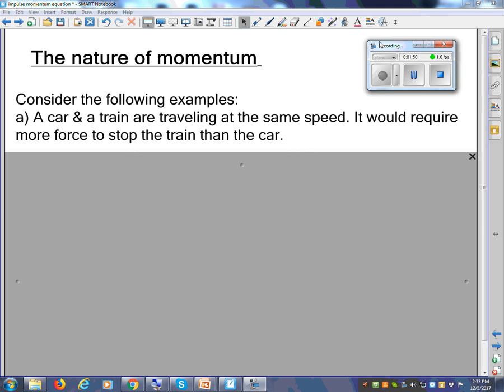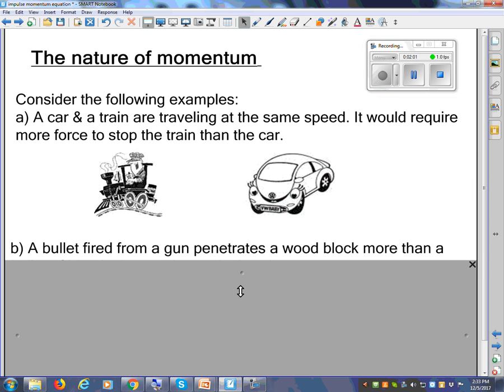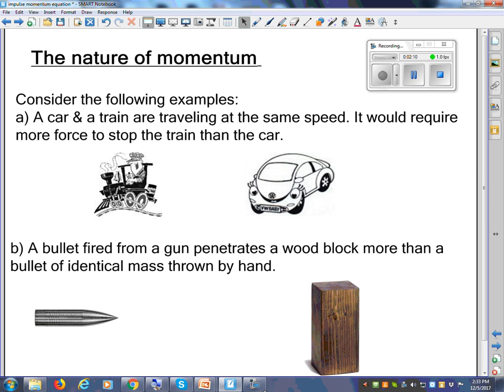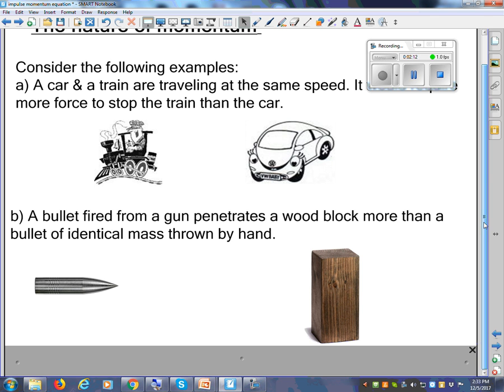They're traveling at the same speed, but it would require more force to stop the train than the car. Why is that? The train is huge, many times more massive. In other words, it would have more momentum. Another example: a bullet fired from a gun penetrates a wood block more than a bullet of identical mass thrown by hand. If you throw a bullet at a wooden post, it's just going to bounce off.